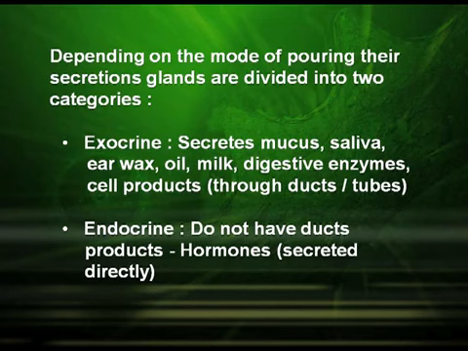Now, depending on the mode of pouring their secretions, the glands are divided into 2 categories, the exocrine glands and the endocrine glands. The exocrine glands secrete mucus, saliva, and earwax through the ducts, so they are called exocrine glands. The endocrine glands do not have ducts and their products are called hormones. These are directly secreted. These tissues have 3 types of cell junctions.